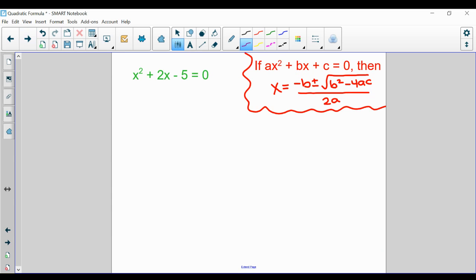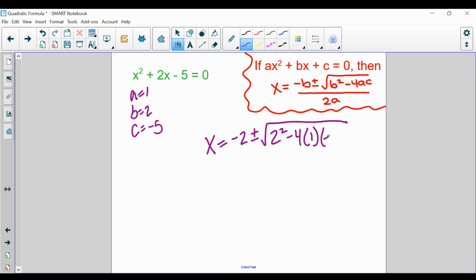All right, here we go. Step 1, A equals 1, B equals 2, C equals -5. So we're going to plug it in. X equals -b plus or minus the square root of b squared minus 4ac all over 2a. Now we go simplify.